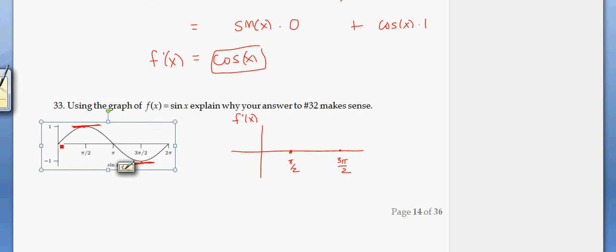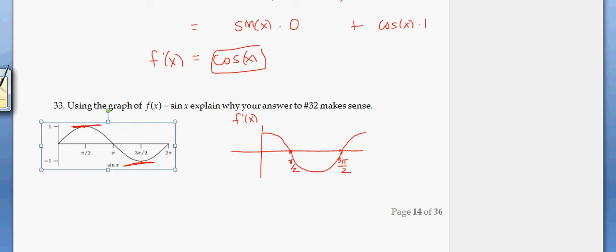I know from 0 up to pi halves, it's going to be increasing, so that's a positive slope. So it has to be within the positive range here, but then it goes negative in between those two values, and then it goes positive again. Now that's not enough justification, but it does give you just a graphical understanding. It makes the connection for you that yes, in fact, it makes sense that the derivative, the slope of the sine curve, actually gives you the cosine curve.